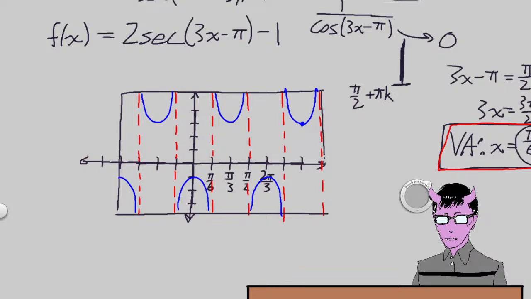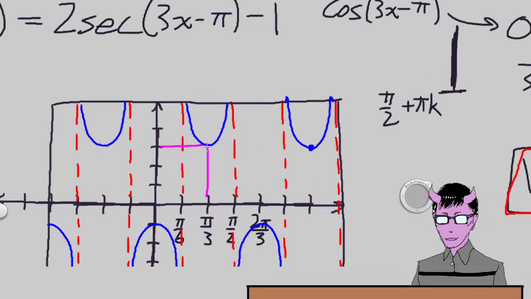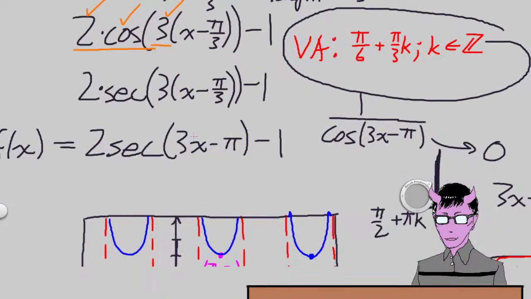Alright. Okay, we should probably test this point right here. That's going to be one test point. And that point is pi over 3, comma 3. Yes. So if we plug in pi over 3, then we should get equal to 3, right? So 3 times pi over 3 is pi, and then pi minus pi is 0, and then 1 over cosine of 0 is 1.